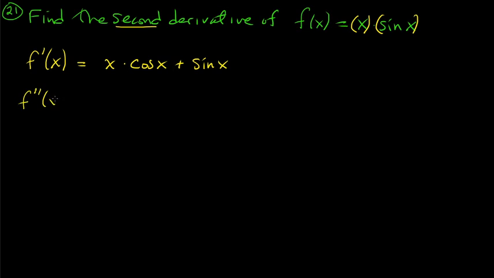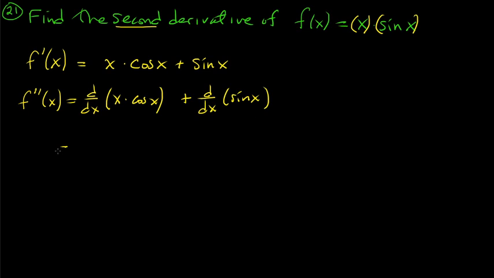But they want the second derivative, so we have to do this again. So let's start with the first term here, x times cosine x, right? We have to take the derivative of x times cosine x plus, and this is just the sum rule, right? Plus the derivative of sine. Okay, so that's the easy part. The derivative of sine is cosine. But before we do that, let's take the derivative of x times cosine x.